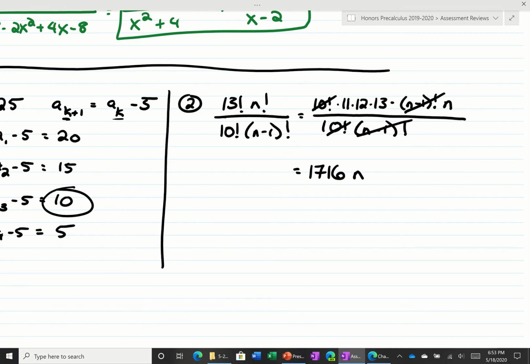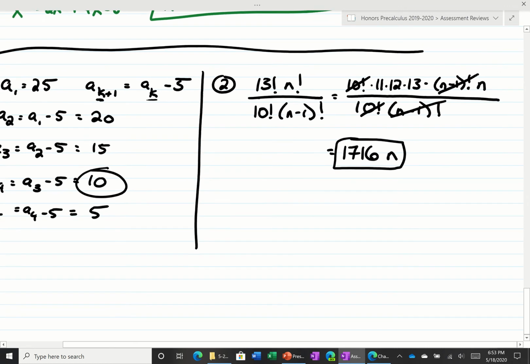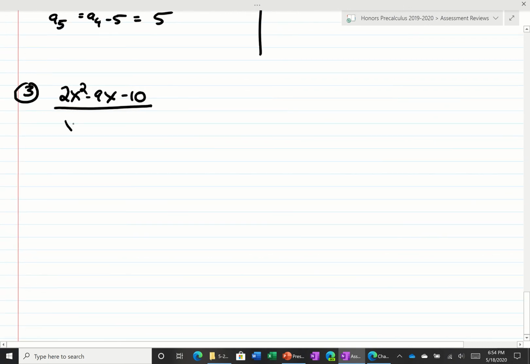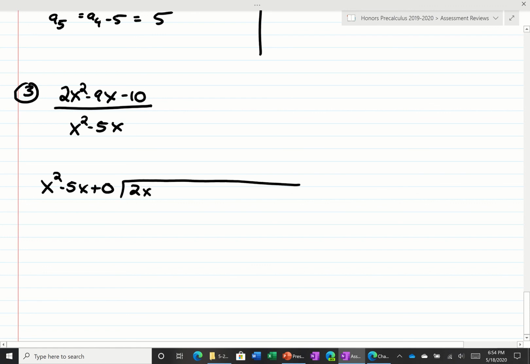And the next question, number 3, it's asking for a partial fraction decomposition for 2x squared minus 9x minus 10 over x times x minus 5. But because they do have the same powers, we have to do long division. For missing terms, we should put 0.